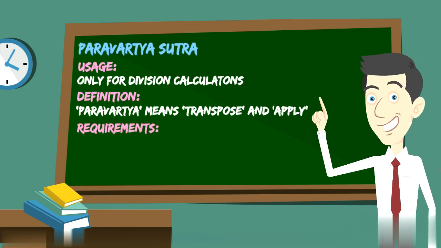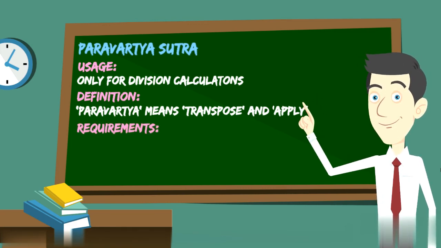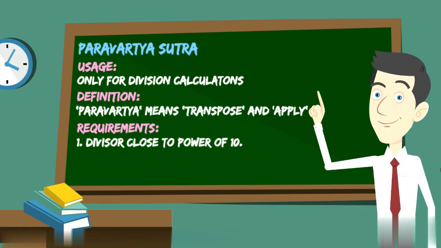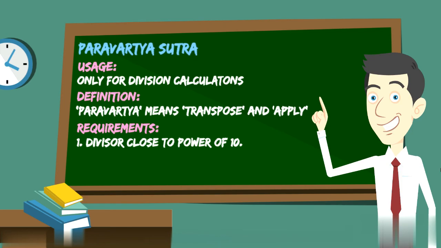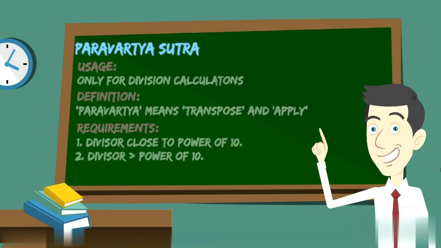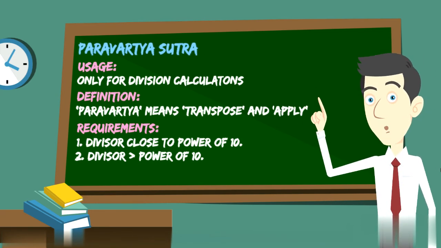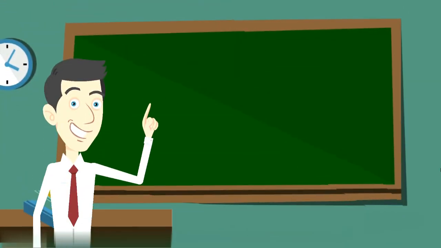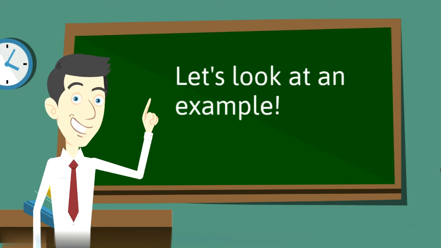Basic requirements needed to use the sutra in our division problems are: number 1, divisor should be close to a power of 10. Number 2, divisor should be greater than that power of 10 it is close to. Let's look at an example to understand the basic requirements.